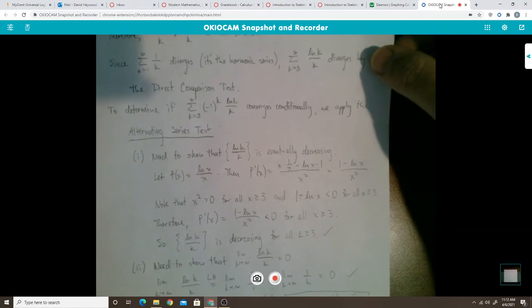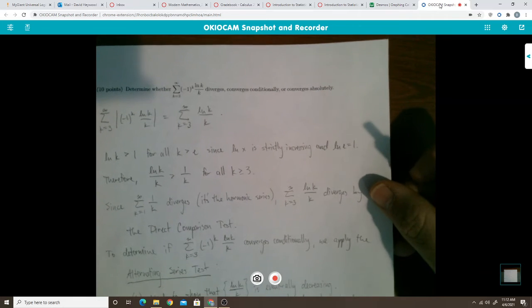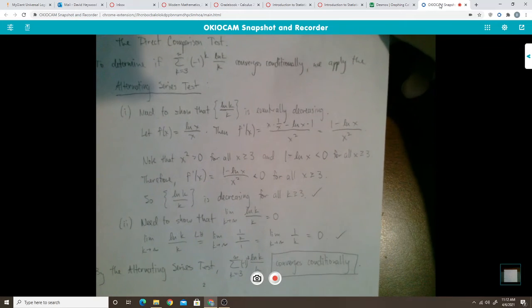Now, this is the second thing that I wanted to talk about, okay? Because a lot of you went through the motions correctly, right? You showed that it diverged absolutely first, and then you went to the alternating series test.